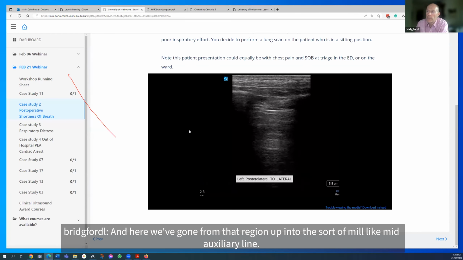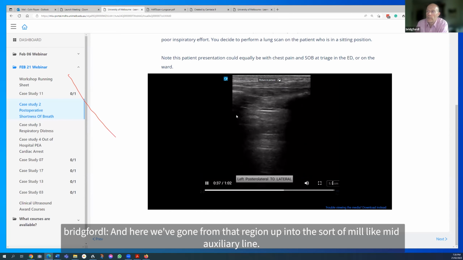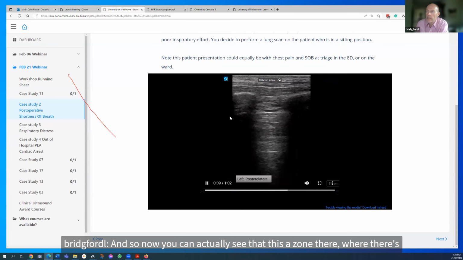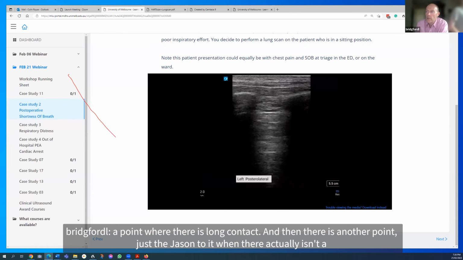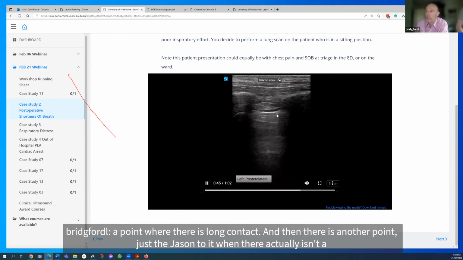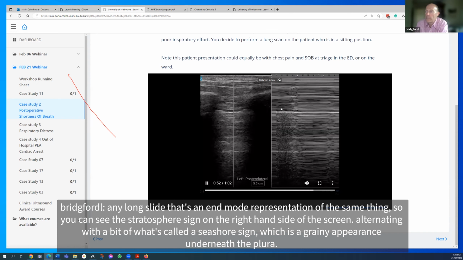And here we've gone from that region up into the sort of mid-axillary line. And so now you can actually see that there's a zone there where there's a point where there is lung contact, and then there's another point just adjacent to it where there actually isn't any lung sliding. That's an M-mode representation of the same thing. So you can see a stratosphere sign on the right-hand side of the screen, alternating with a bit of what's called a seashore sign, which is that grainy appearance underneath the pleura.